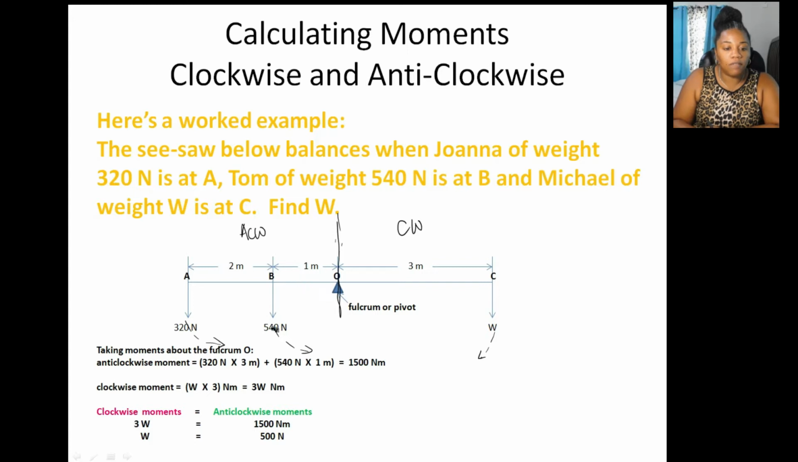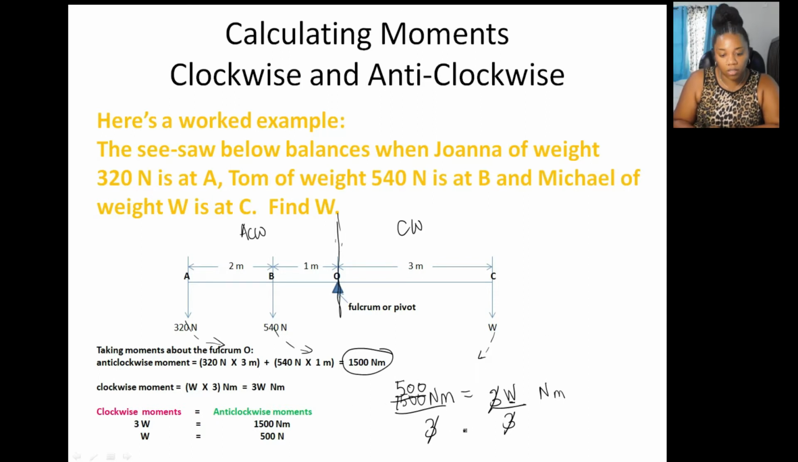Now we see here that 540 is 1 meter away from the pivot, whereas 320 is 3 meters away from the pivot. So that would be 2 plus 1 gives you 3, as you see here. So 320 times 3 plus 540 times 1, and that gives us 1500. Now we want to find out what the weight is, so we just multiply the force by the distance away from the pivot, and that will give us W times 3, right? So now we can have 1500 newton meters equal to 3W newton meters. We divide each side by 3, because remember we're looking for W. They cancel out, and then we say 3 into 15 will go 5 times, and put the zeros. So we know now that 500 newton meters will be equal to W.